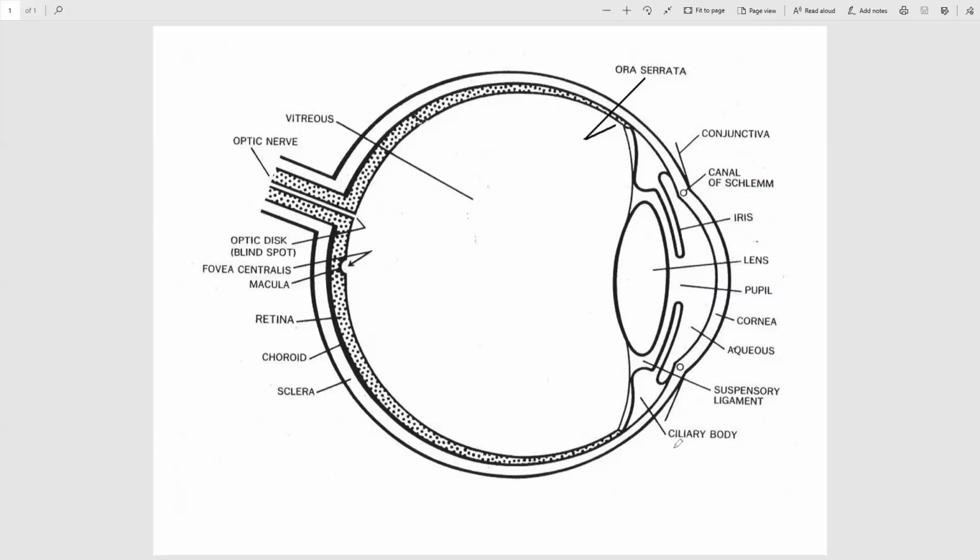Next, we're going to talk about the ciliary body, the muscles down here. So here and here. The ciliary muscles are muscles that control the focus of the eyes by causing the lens to change shape. Then we have the suspensory ligaments here and then here. The suspensory ligaments are long, thin fibers which connect the crystalline lens to the ring of ciliary muscles.